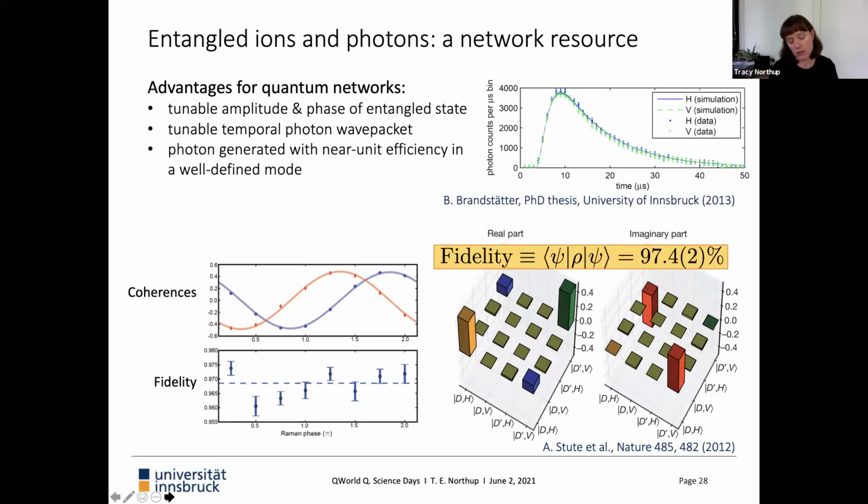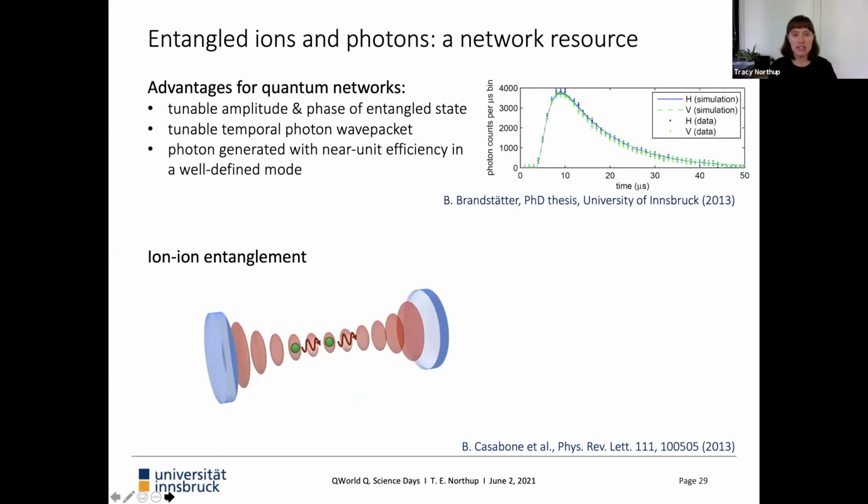Another advantage is we can tune the temporal wave packet that's emitted by the cavity with which the photon leaves. So that's the kind of wave packet that I showed you in the picture in the proposal to link together remote systems. And finally, of course, because the cavity mode is well defined, the photon doesn't get emitted into 4 pi of free space. It gets emitted into a well-defined mode. So I said here near unit efficiency, right? I can show you a little more about that on the next slide.